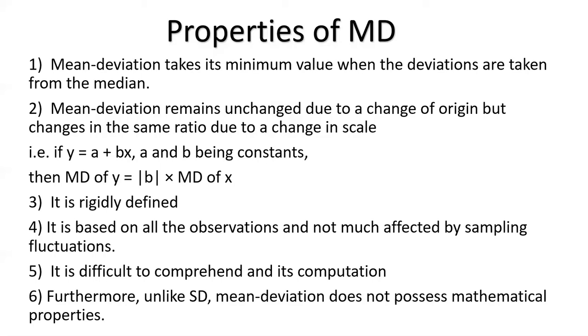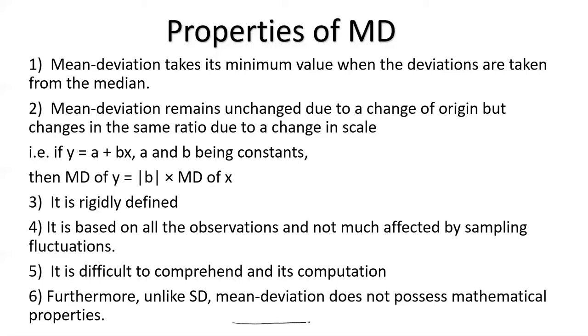Then the third one is that it is rigidly defined. Mean deviation is rigidly defined. Fourth point is it is based on all observations and is not much affected by sampling fluctuations. If any sort of sampling fluctuation is happening, it will not impact the mean deviation to a large extent. Then we have point 5, that it is difficult to comprehend its computation. The computation is quite difficult to comprehend.